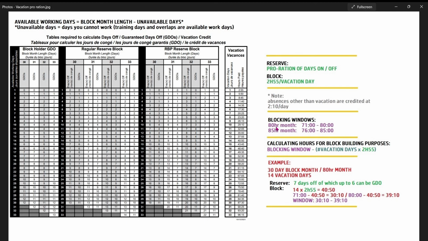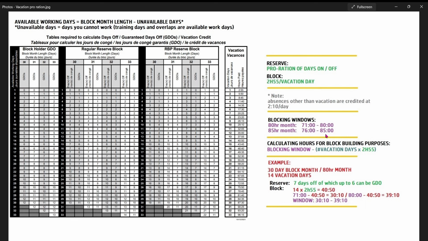So in an 80-hour month, the system is looking to build a block between 71 hours and 80, and in an 85-hour month, the blocking window is between 76 and 85 hours. You cannot go below the minimum or above the maximum.